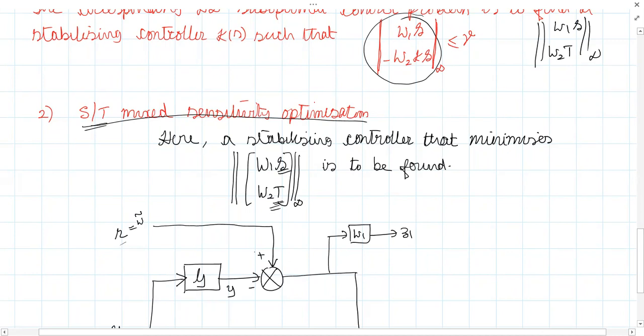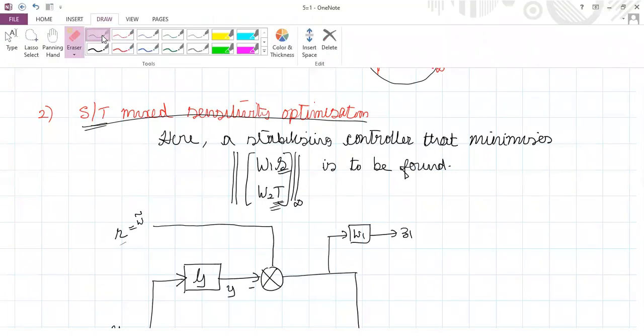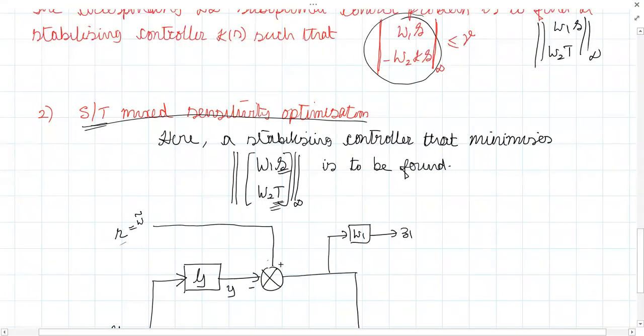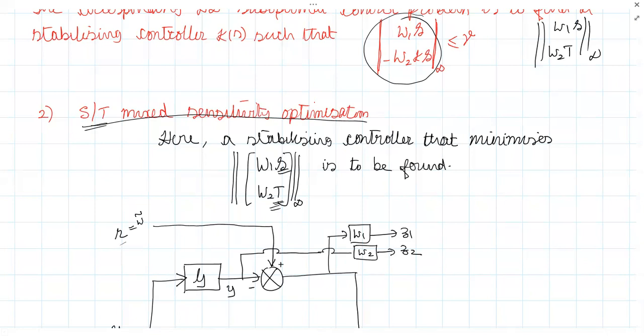So how should I draw this? Okay, so this is how we have to take out or draw out the regulated output signals. It's on the basis of our requirement. So in one application, you may want to minimize sensitivity only. In some other application, you may have to minimize infinity norm of both sensitivity as well as complement sensitivity functions. Okay, so how can we bring it into standard form?